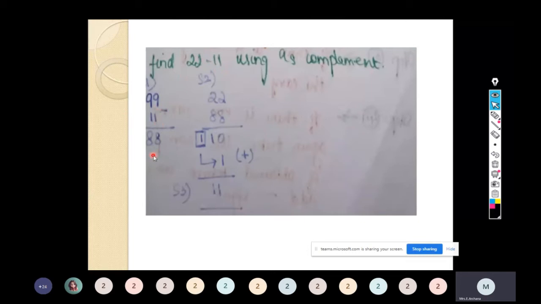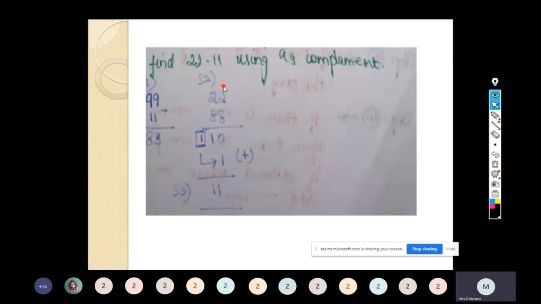This is step 1. Step 2, add A with the complemented result. What is A here? 22. What is the complemented result here? 88. So 22 and 88. When we add 8 plus 2, 10, 8 plus 2 plus 1, 11. So 110. There is a carry. If there is a carry, add the carry. So 10 plus 1, 11. So 22 minus 11, 11 is the answer. So this is bigger number minus smaller number using 9's complement. If there is a carry, we add the carry.